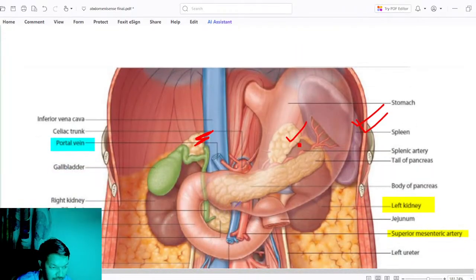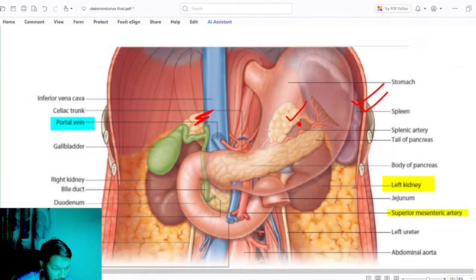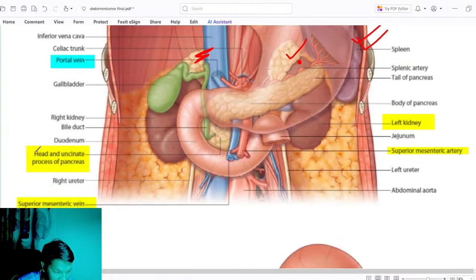Now again have a look. This is a very clear picture. Pancreas, spleen, head and uncinate process. Head, uncinate process is something I remember like the unseen process. Uncinate is the unseen process of the pancreas.